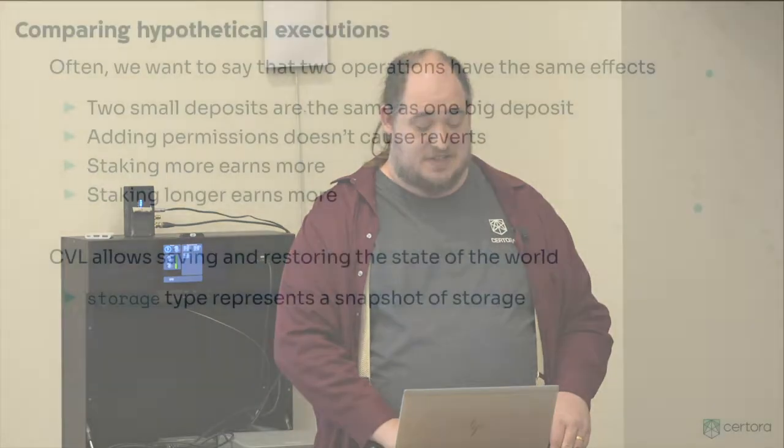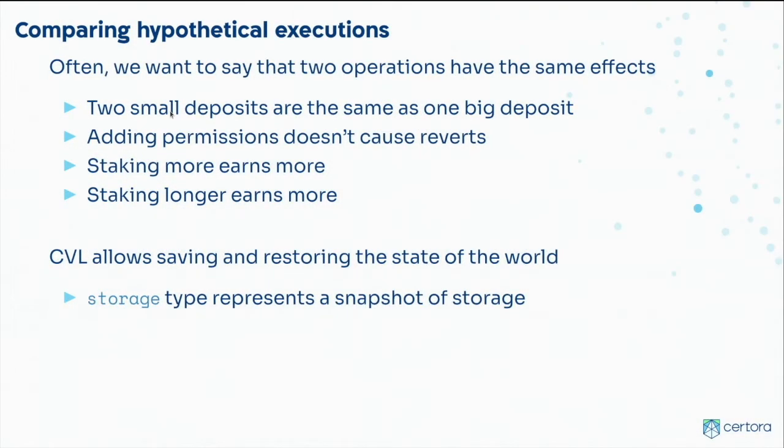Okay. And the way you write these kinds of properties in CVL is you save the state of the world. So we have a special storage type, and then later you can go back to that previously saved state. So for example, to check this first one, and we'll actually go through this example on the next slide, we save the state of the world, we do our two small deposits, and then store the balance. And then we restore to that initial state of the world and then do our one big deposit. Now we have another balance, and we can compare those two.